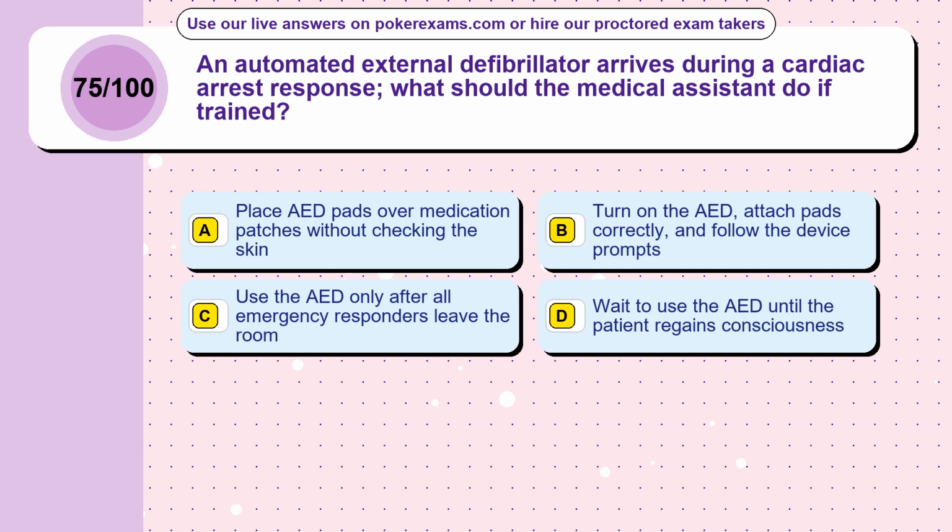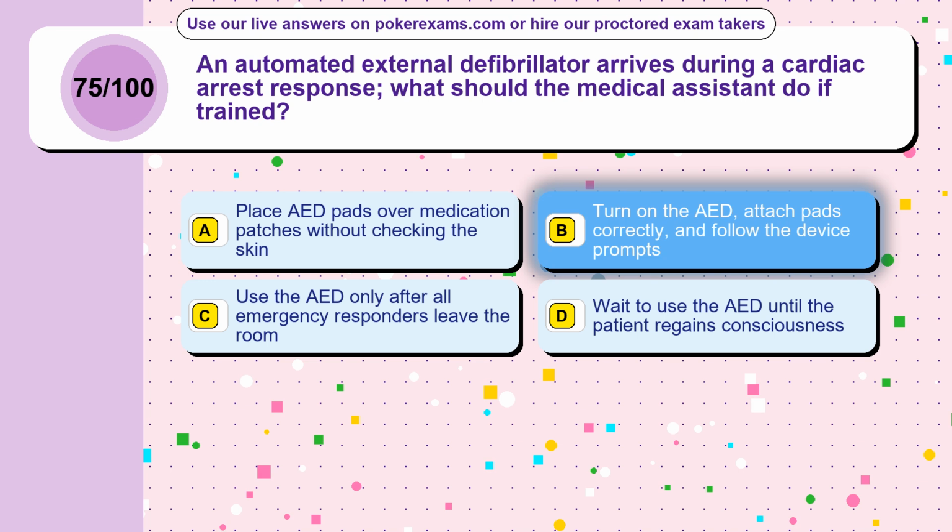Question 75. An automated external defibrillator arrives during a cardiac arrest response. What should the medical assistant do if trained? Option A. Place AED pads over medication patches without checking the skin. Option B. Turn on the AED, attach pads correctly, and follow the device prompts. Option C. Use the AED only after all emergency responders leave the room. Option D. Wait to use the AED until the patient regains consciousness.